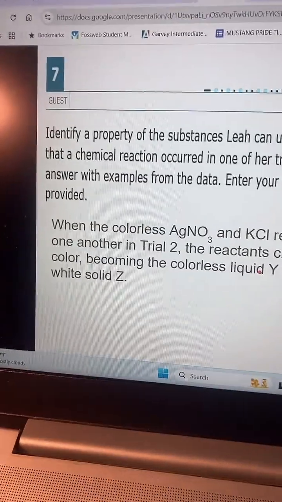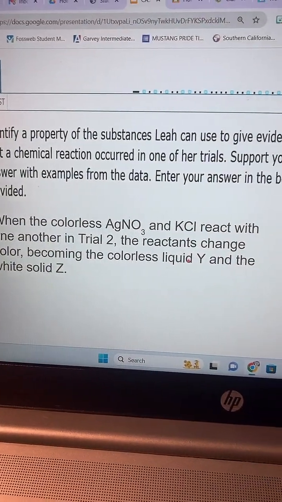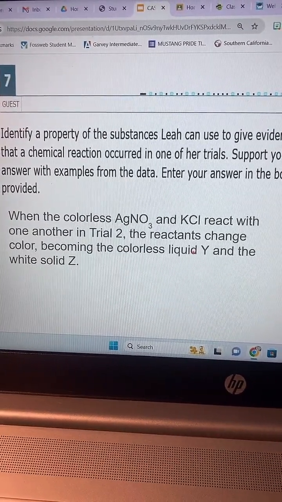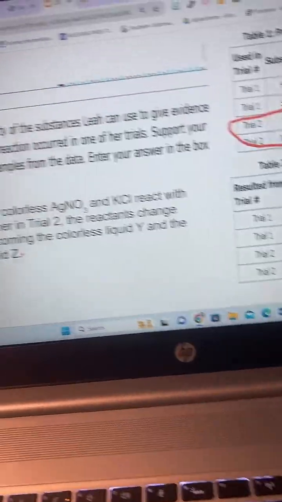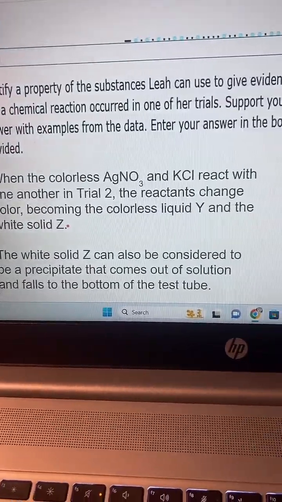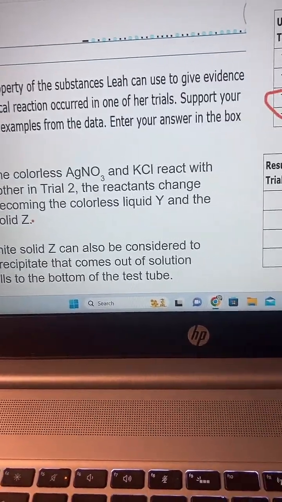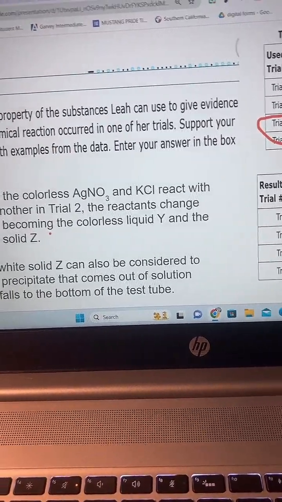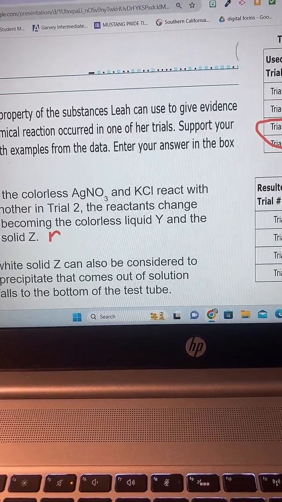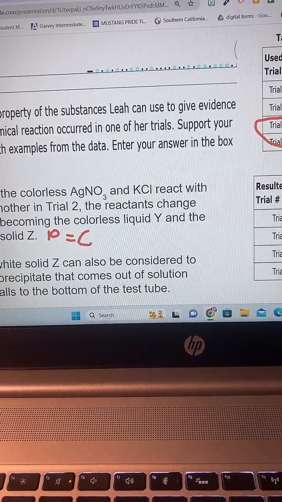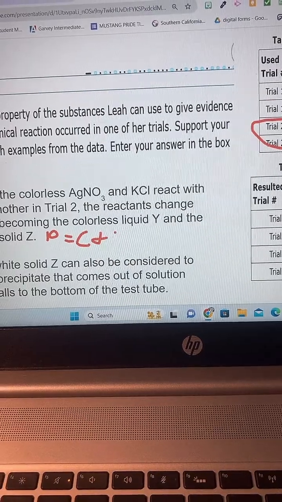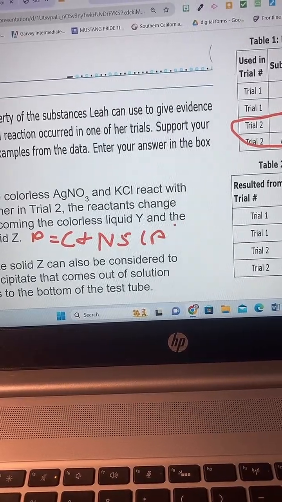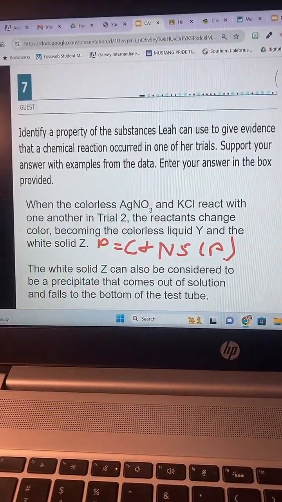So the answer might be something like this. When the colorless AgNO3 and KCl react with one another in trial 2, the reactants change color, becoming the colorless Y and the white solid Z. The white solid Z can also be considered a precipitate that comes out of solution. You might want to add that the properties that change are color, and we have a new solid or a precipitate. So you might want to add that paragraph there, or you might not.